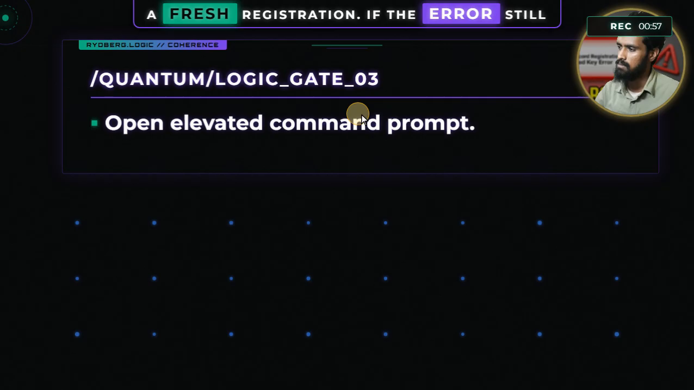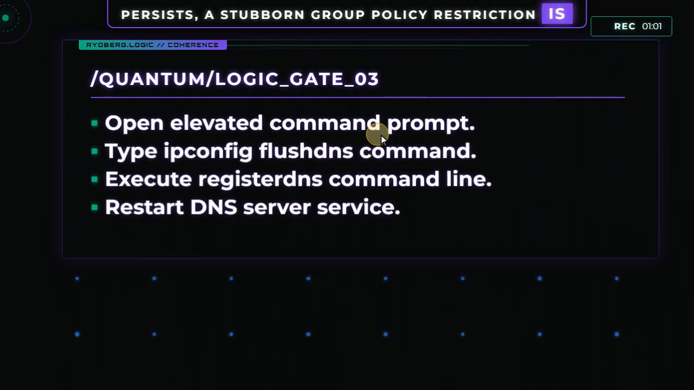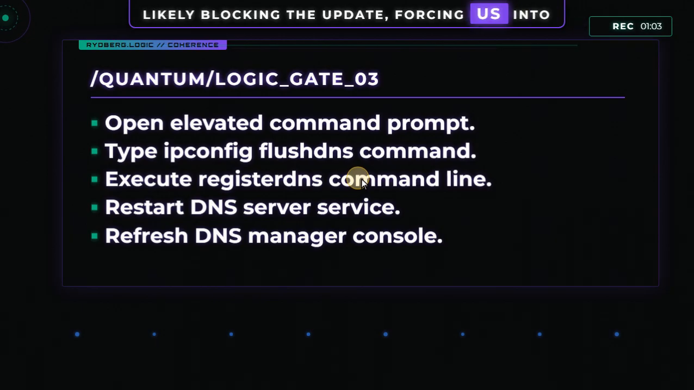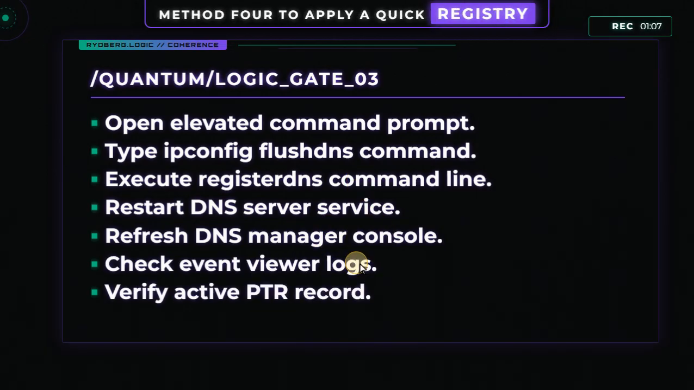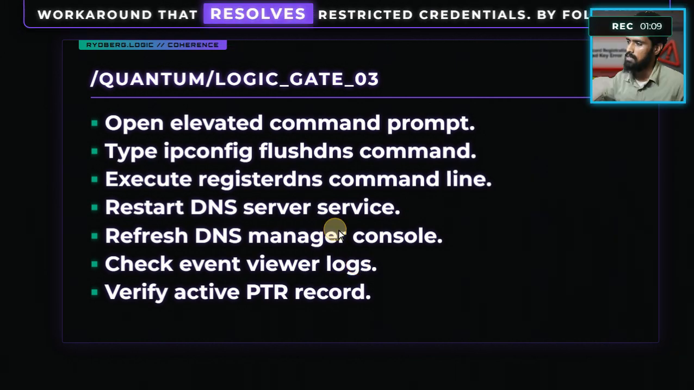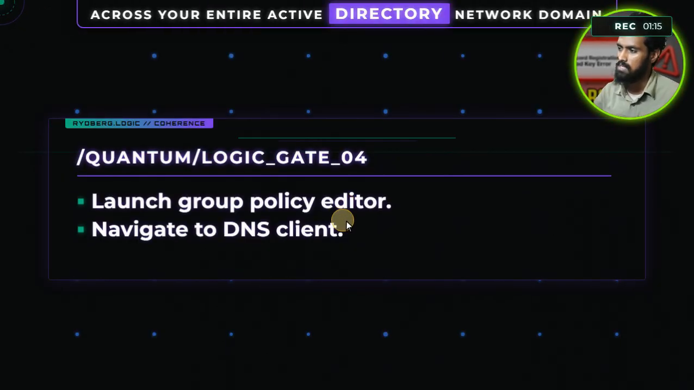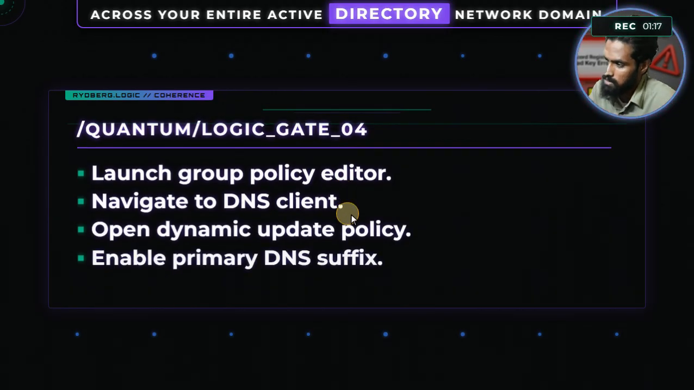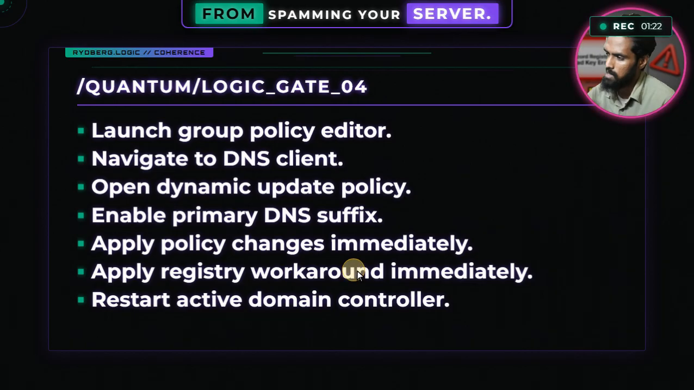If the error still persists, a stubborn group policy restriction is likely blocking the update, forcing us into method 4 to apply a quick registry workaround that resolves restricted credentials. By following these quick steps, you restore perfect communication across your entire Active Directory network domain and permanently stop this event viewer warning from spamming your server.